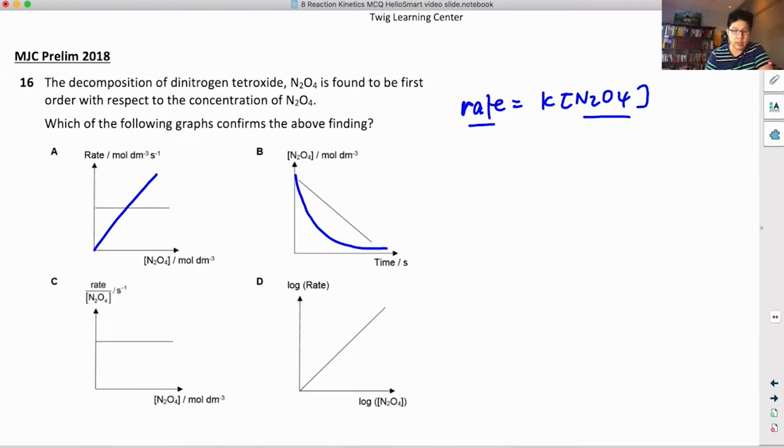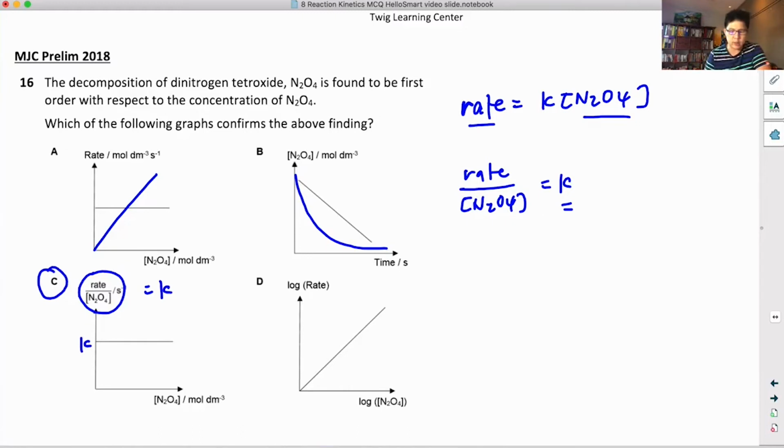Let's look at C. If you write it in a different way, like this, rate over [N2O4] equals k. So k is a constant. So this is actually correct, because rate over [N2O4] is equal to k, which is a constant. So the answer is going to be C.